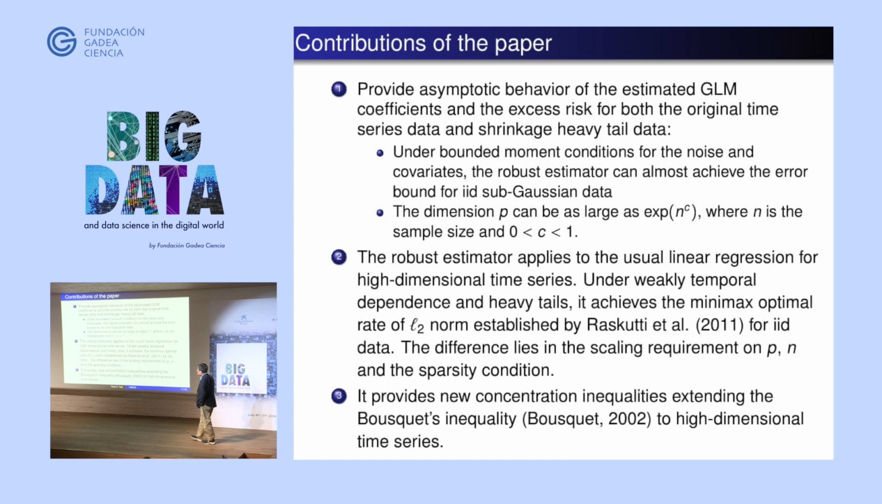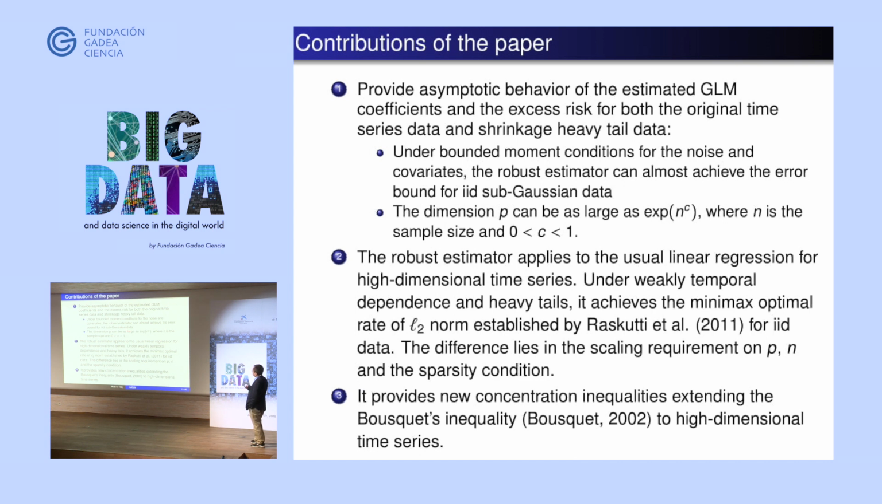So let me summarize the contribution, just in case you fell asleep, to tell you what we did in the paper. The first one is we provide asymptotic behavior for the estimated general linear model coefficient and the excess risk, under the original time series data, and also for the shrunk or truncated heavy tail time series data. Under the bounded moment conditions on the noise and the covariance, the robust type of estimator almost achieves the same error rate as the sub-Gaussian IID case. I'll talk about this almost a little bit if you're interested in that.